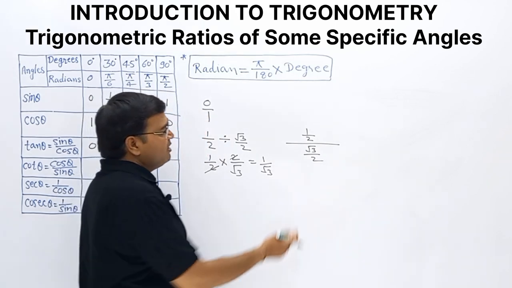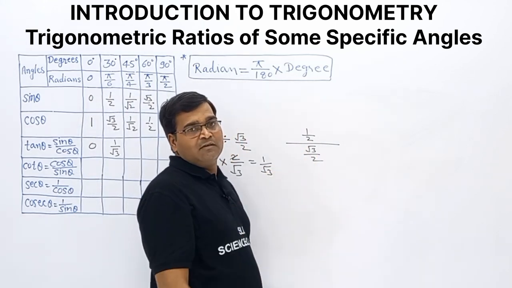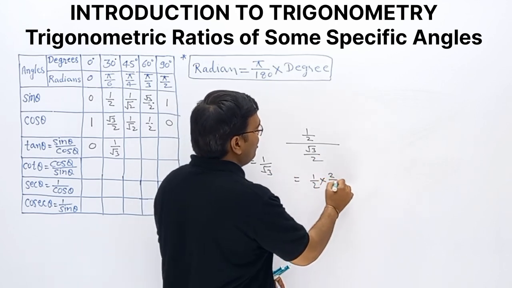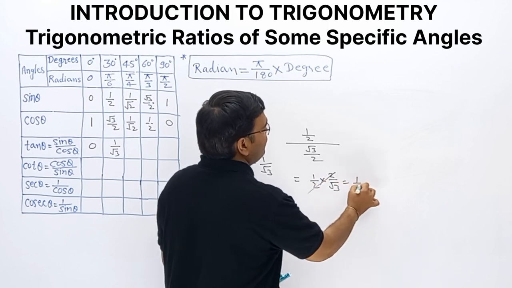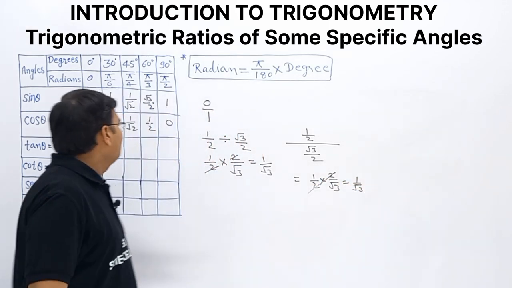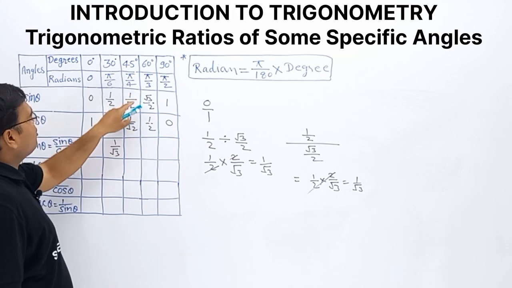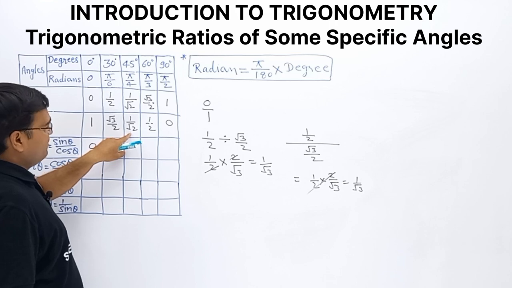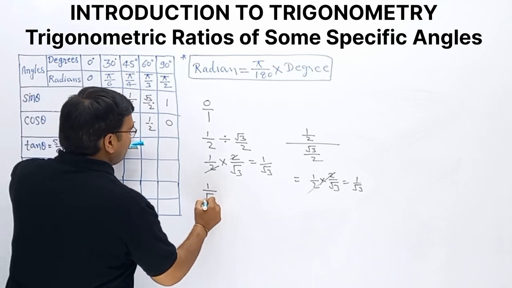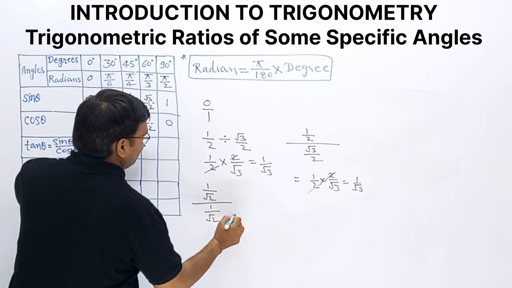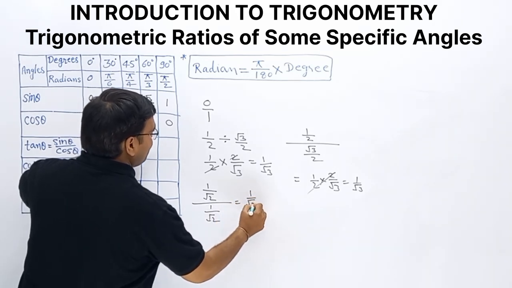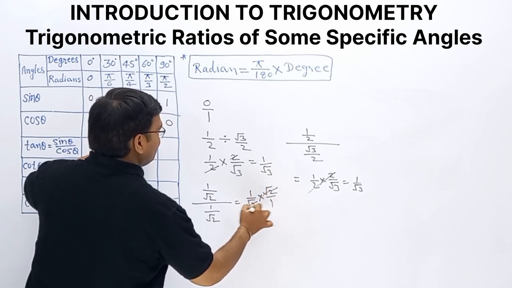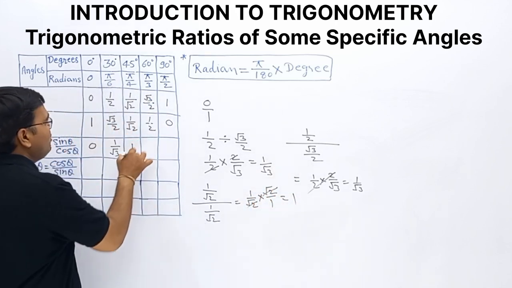1 by 2 is divided by square root of 3 by 2. Then how will we solve this one? The denominator part will be reversed. 1 by 2 into this will be what? 2 upon square root of 3. Solve this one, we are getting this one. Clear? Now this one, how will we solve? 1 by square root of 2 divided by 1 by square root of 2 will be what? 1 by square root of 2 into the reciprocal, square root of 2 by 1, this one cancels this one, we are getting 1. So its value will be 1.